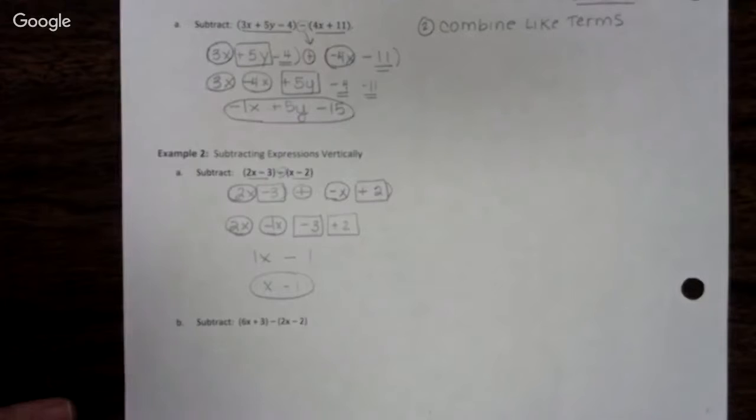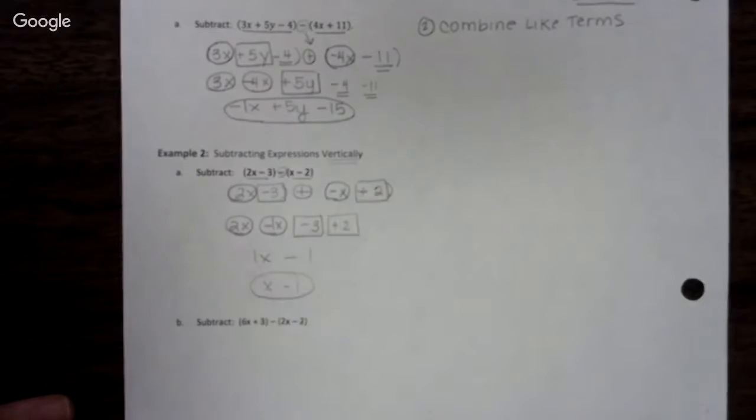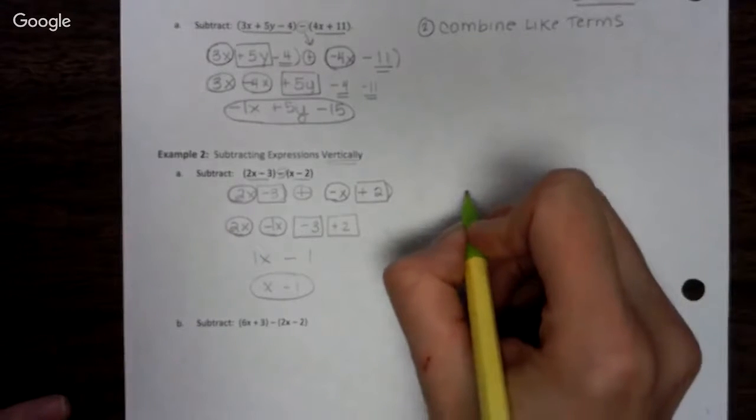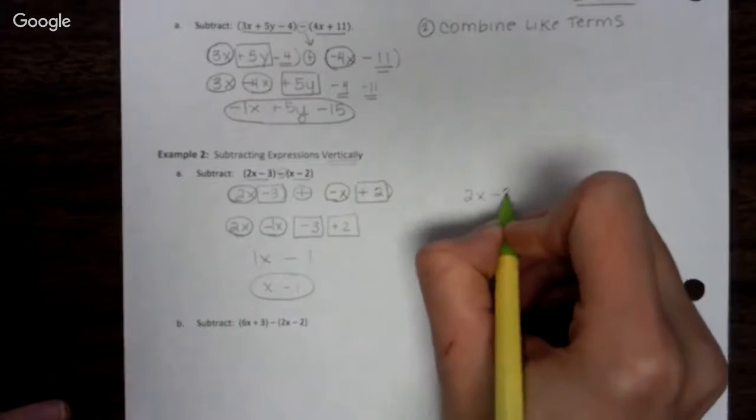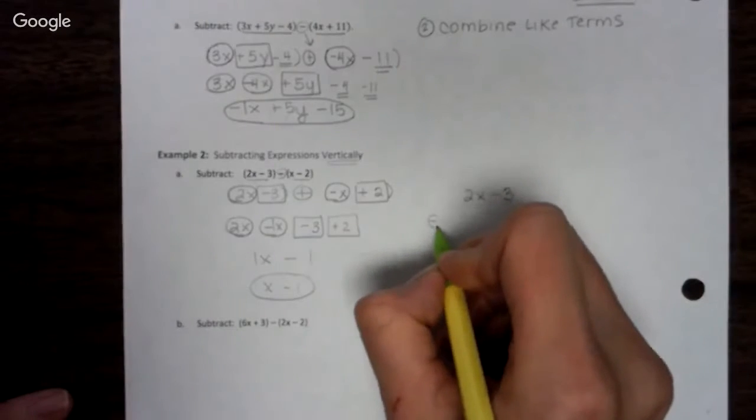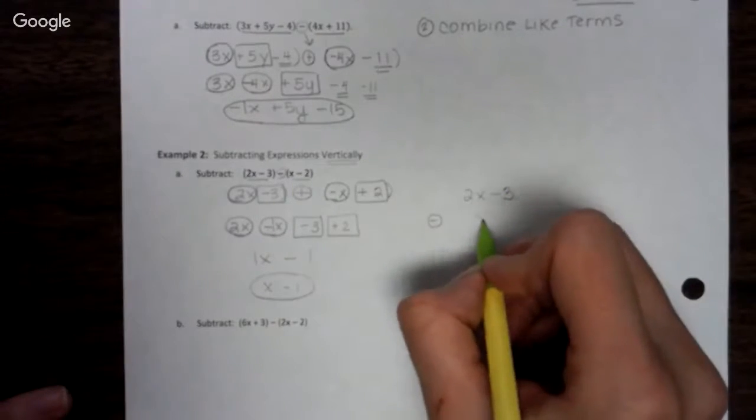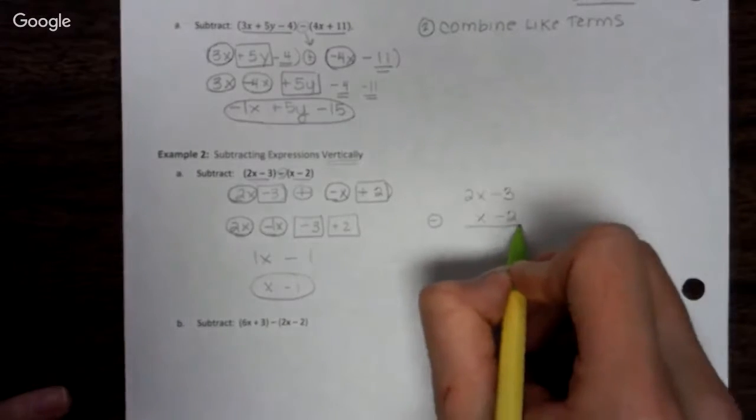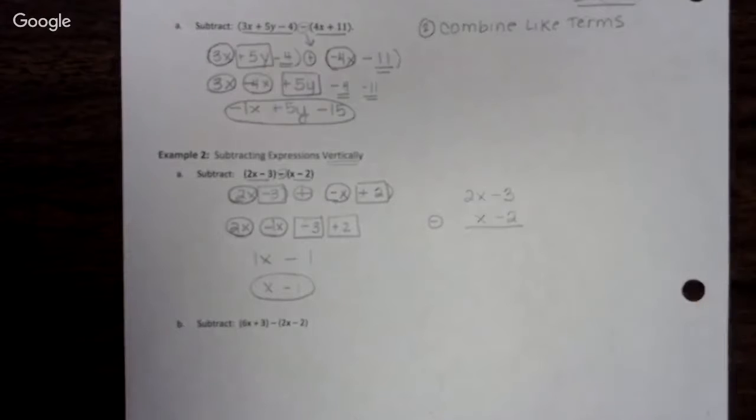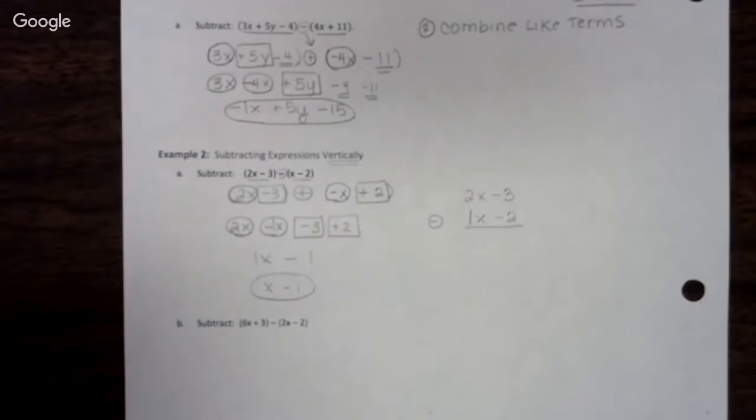Now the problem is I didn't even read the directions. What does that say? That actually says vertically. So let me show you how to do it vertically. Now we're going to take the top, or the first expression, and write it on top, 2x minus 3. This time we are subtracting, and we're going to line x minus 2 up directly underneath the like terms. So the x goes under the 2x, and the 2 goes under the 3. Let's fill in our 1.